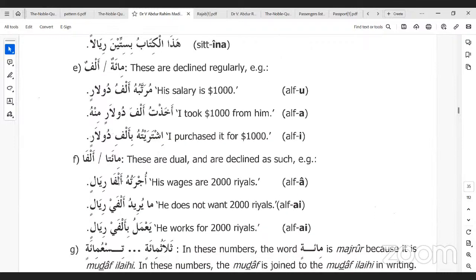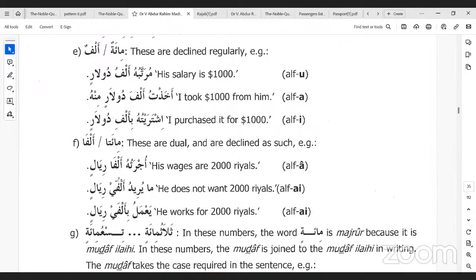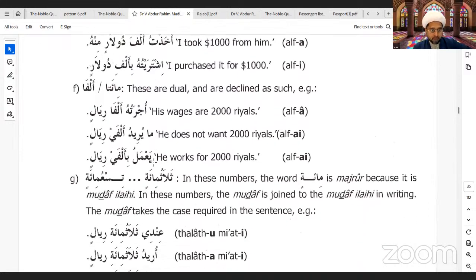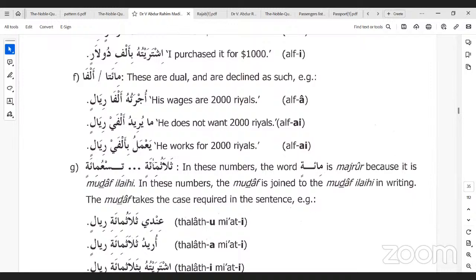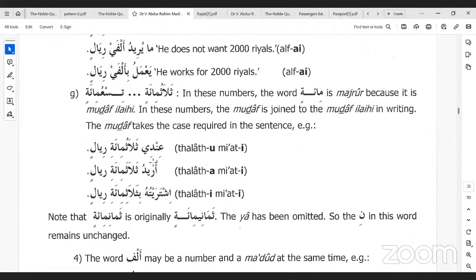Mi'ata, alfa. These are dual and are declined as such. Example, ujratuhu alfa riyalin. His wages are 2,000 riyals. Ma yuridu alfay riyalin. He does not want 2,000 riyals. Ya'malu bil alfay riyalin. He works for 2,000 riyals.